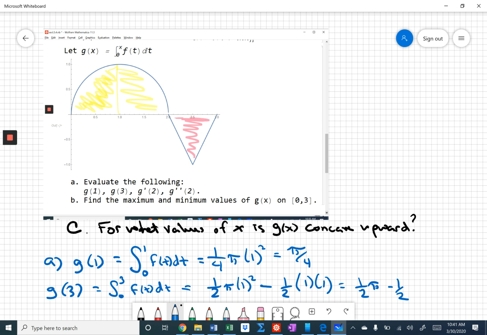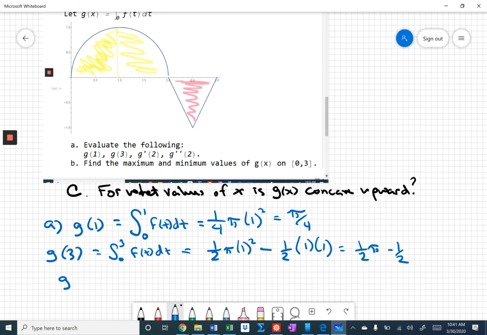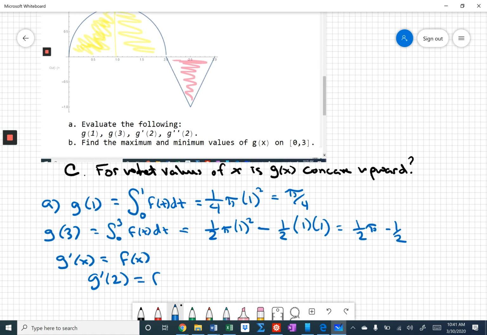Now, where am I going to get g prime of 2 from? Let's rotate this up a little bit. So remember, g prime of x is going to be just f of x. And so g prime of 2 is just f of 2. And on our graph, there's a little bit of a gap over here at 2. It's not supposed to be there. For some reason, I couldn't get it to disappear when I was plotting this. But f of 2 is 0.